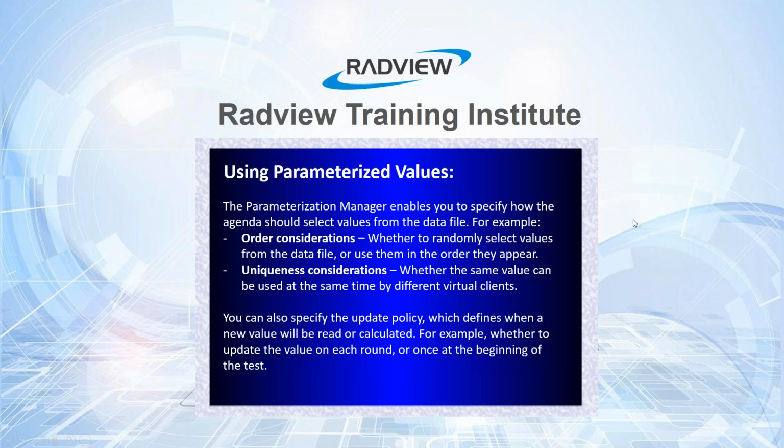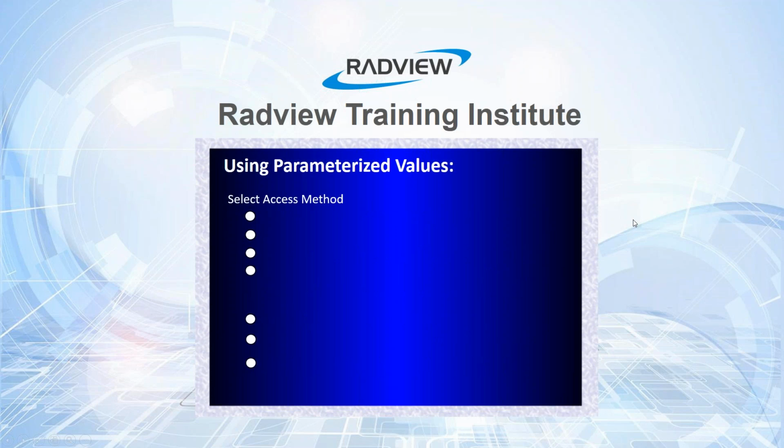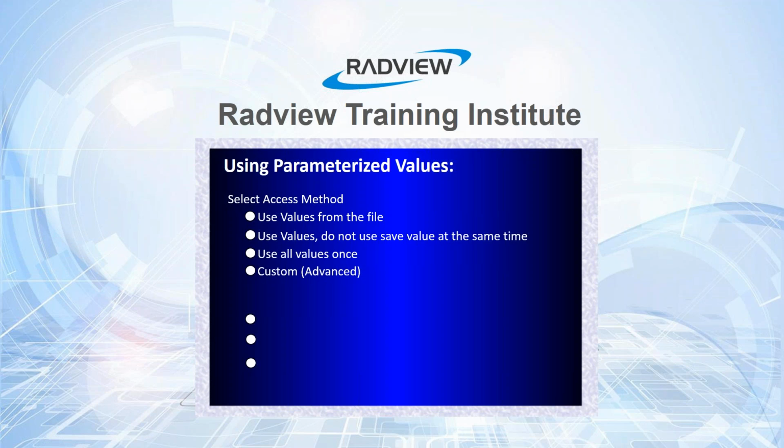As you go through the screens, and we'll show you each of these in my demo here in just a moment, we'll go through a little training on how to set these up. You'll see these same options presented in each case for each type of parameter that you're putting in. It'll ask you to select the access method. Use values from the file. That is a random basis. It says simply just go get me a value and use it. The second one here is use values, but do not use the same value at the same time.